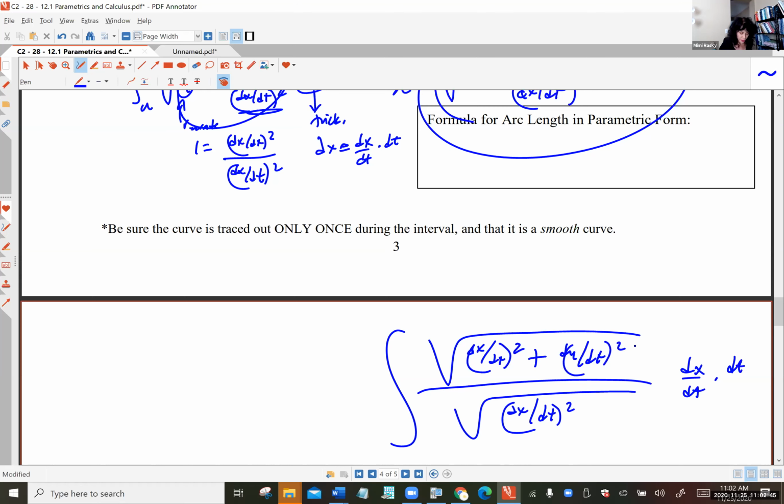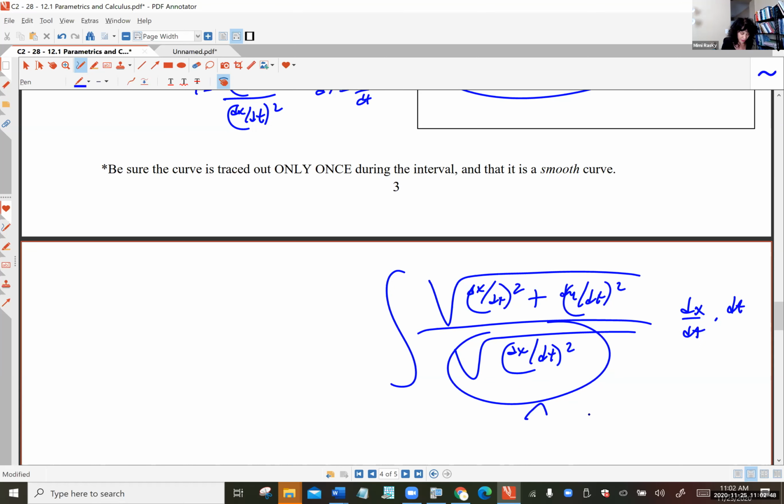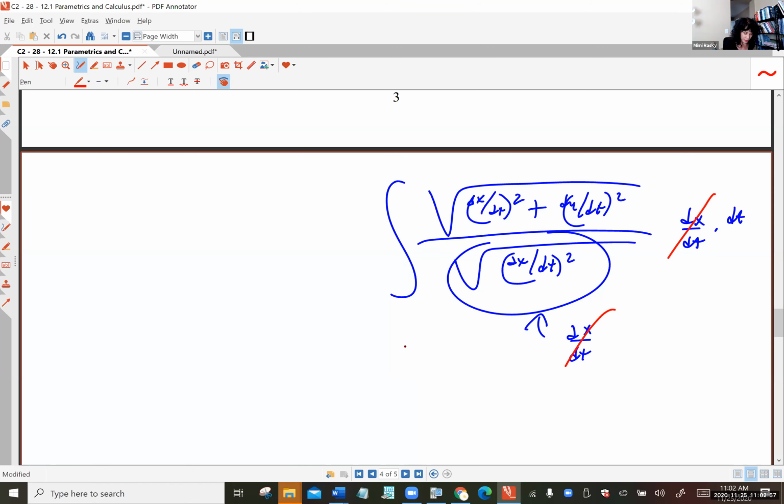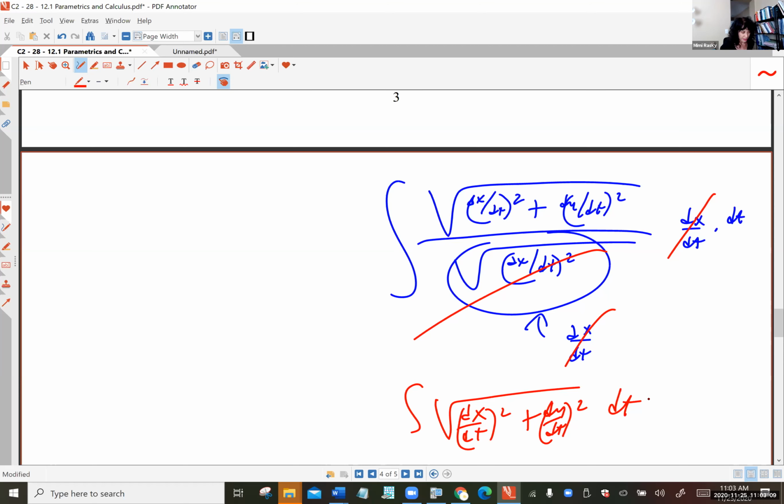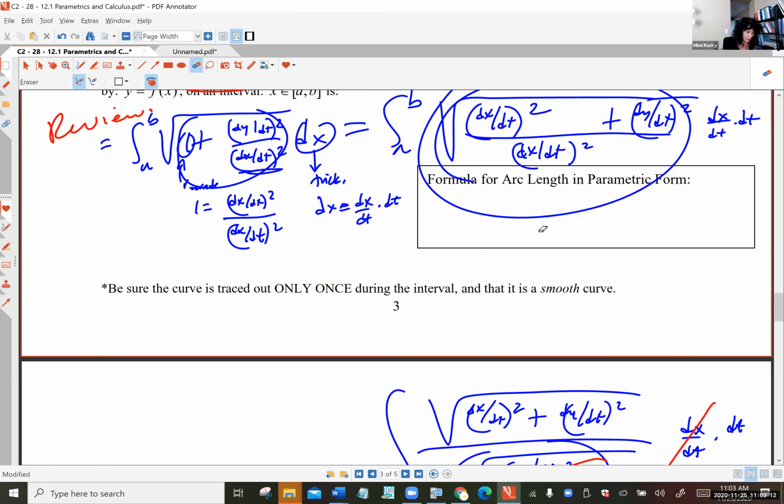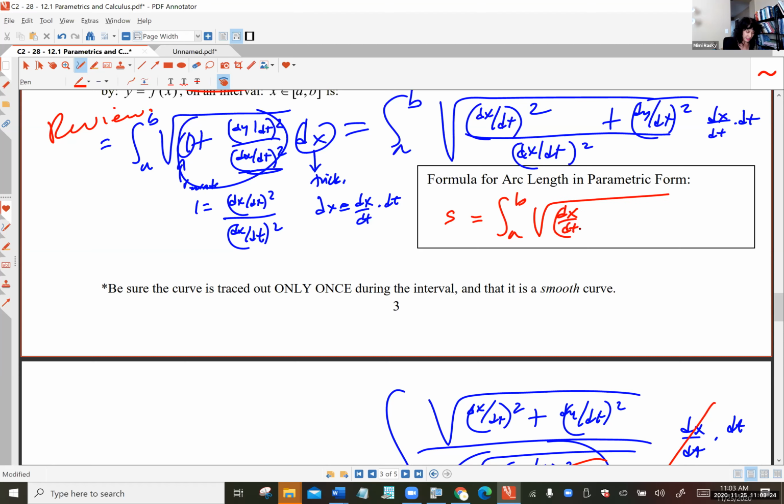This simplifies to dx dt, which is awesome because something magical happens. This dx dt cancels that dx dt. So this is gone, and the only thing you have left is this radical right here. And that is your final answer. In this box, here's what I want you to put: arc length, which is little s in all math books, is the integral going from a to b of the square root of dx dt squared plus dy dt squared, dt.